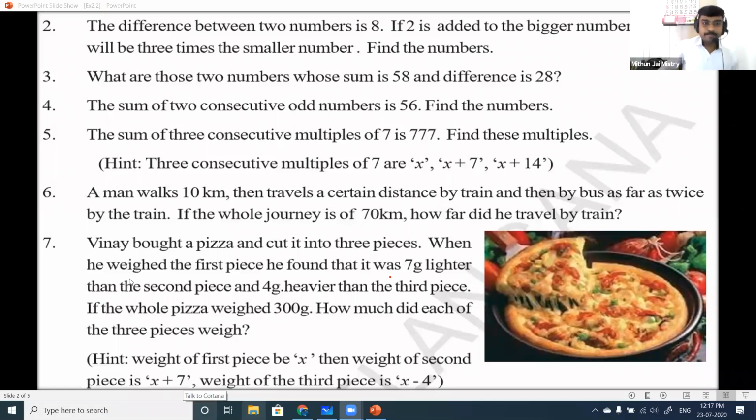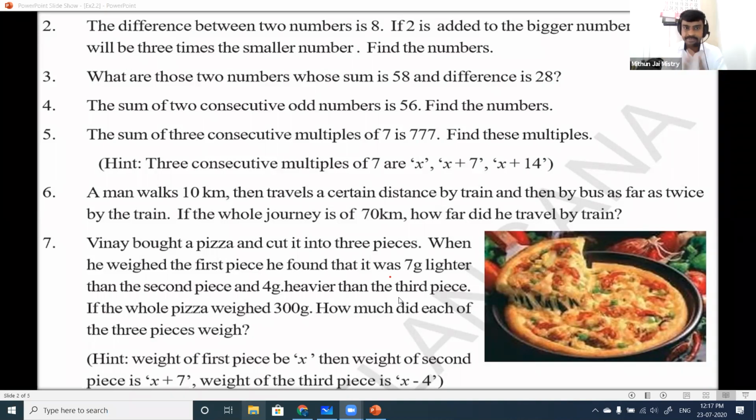Okay. So Vinay bought a pizza. How lucky Vinay is. Then what did he do? He cut it into 3 pieces. When he weighed the first piece, he found that it was 7 grams lighter than the second piece and 4 grams heavier than the third piece.